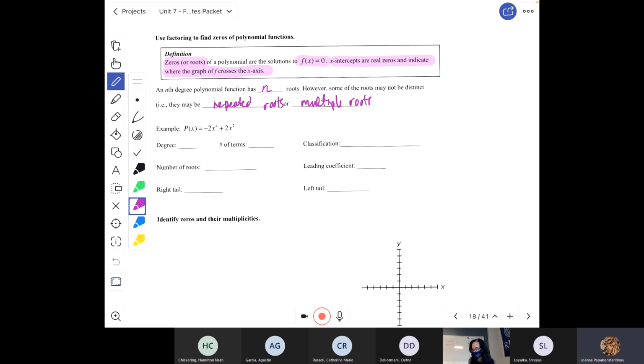Is it a polynomial function? By definition, yes. What is the degree of the polynomial? Is it in standard form? How many terms does it have? 2 terms. How many roots should it have? 4, based on the degree of the polynomial, right? What does the right tail do? How do we know it goes down? Right, the right tail goes down because this is a negative number. How would I classify this polynomial?